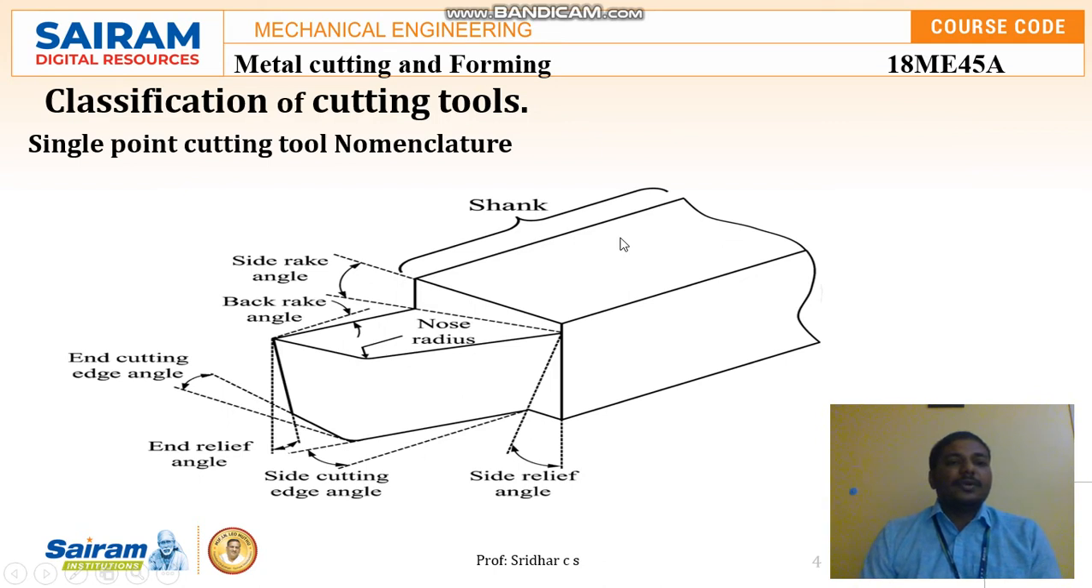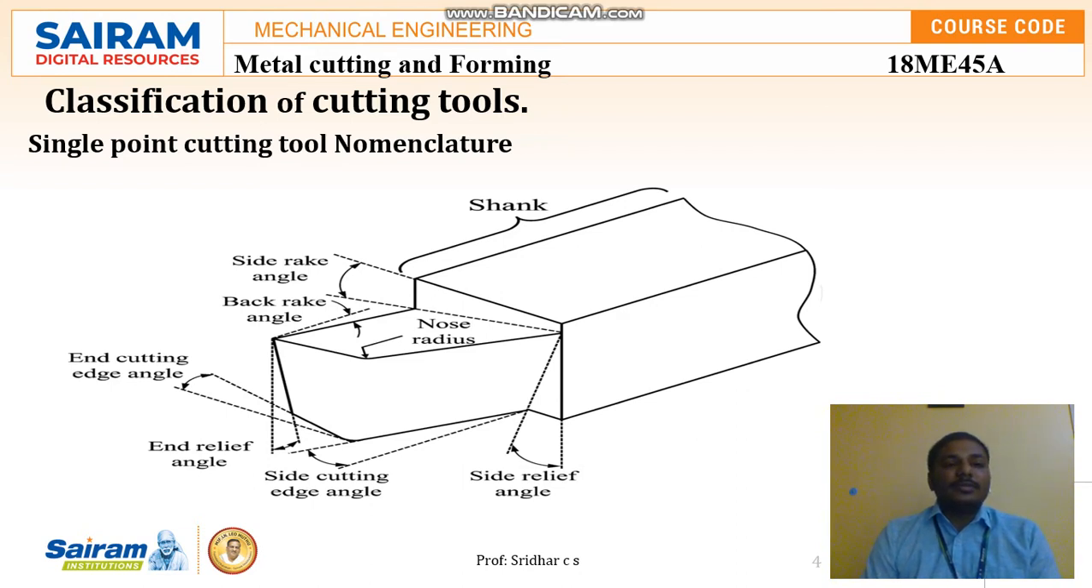Next we're going to see the classification of cutting tools. Mainly, cutting tools are classified into two categories: single point cutting tool nomenclature and multi-point cutting tool nomenclature. The difference is that a single point cutting tool has only one cutting edge, while a multi-point cutting tool has more than one cutting edge.